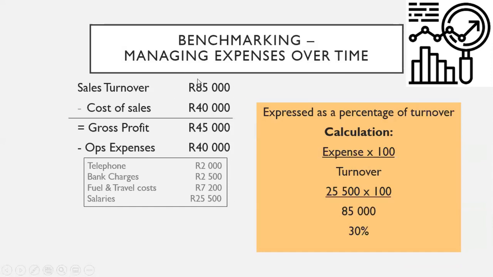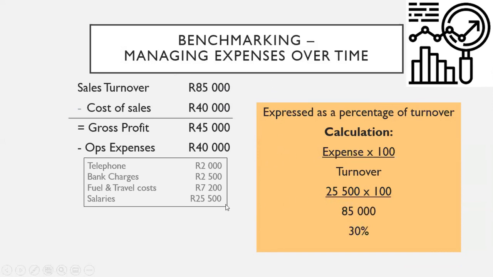So if my turnover in a month is 85,000, how much of my pie, which is 85,000, is each of these amounts taking from what I've made in sales? Because this is the money that you've got basically to cover your expenses in a given month. And so you take the expense times 100 divided by your turnover.